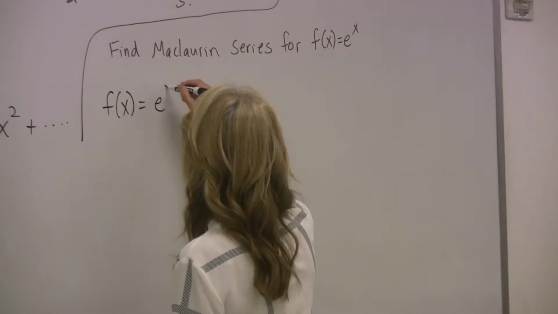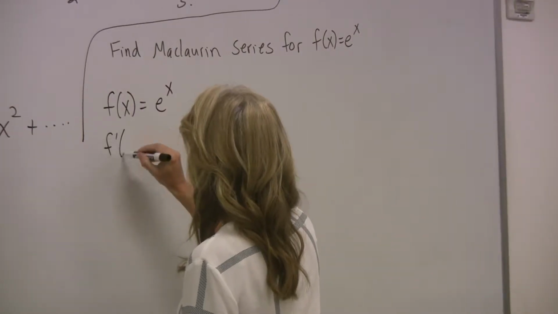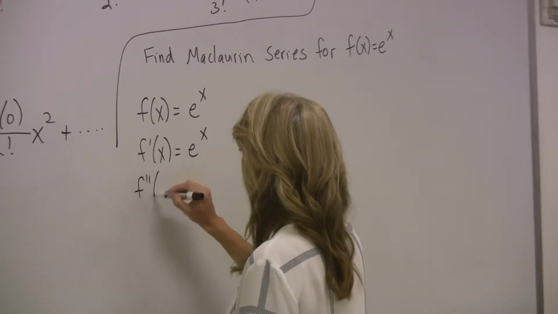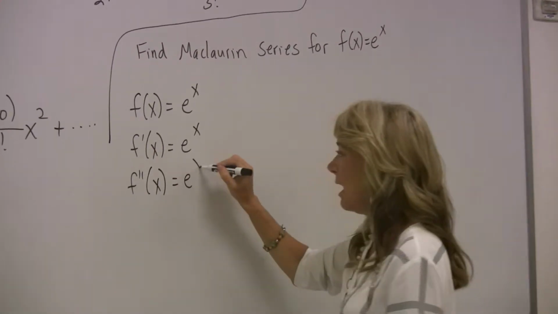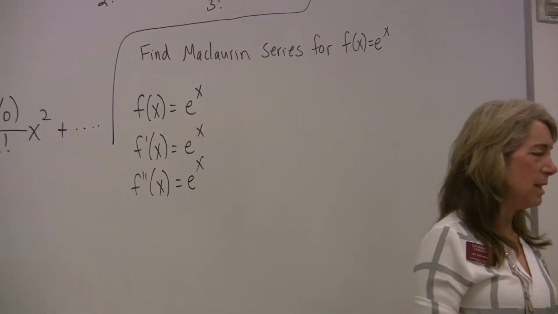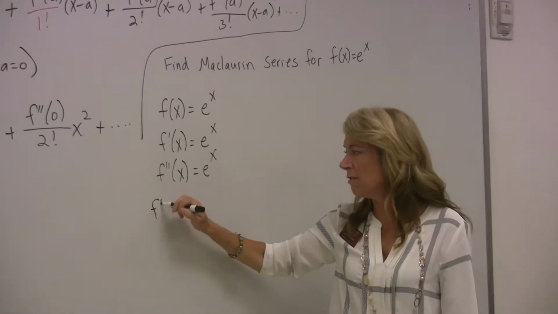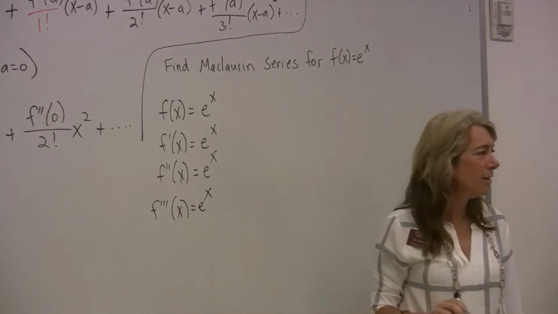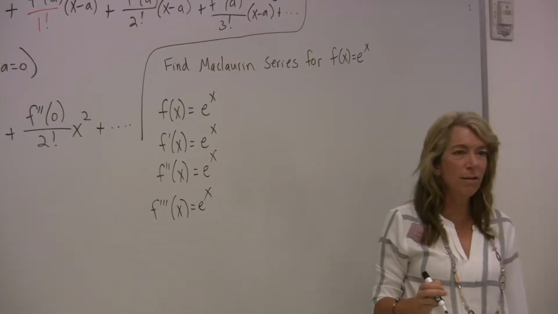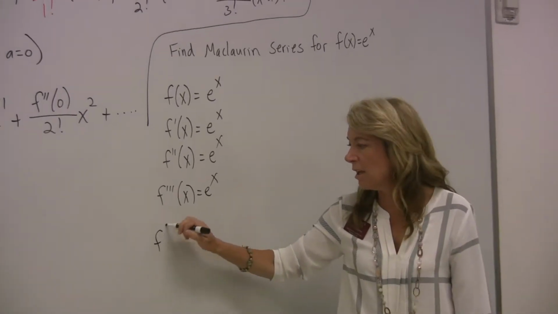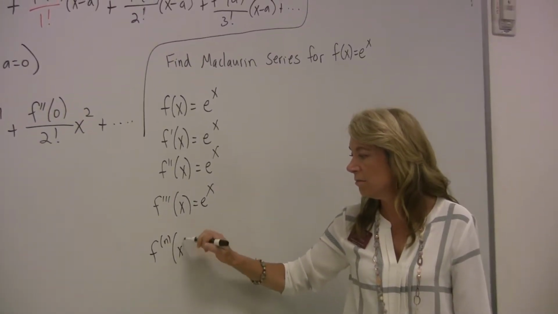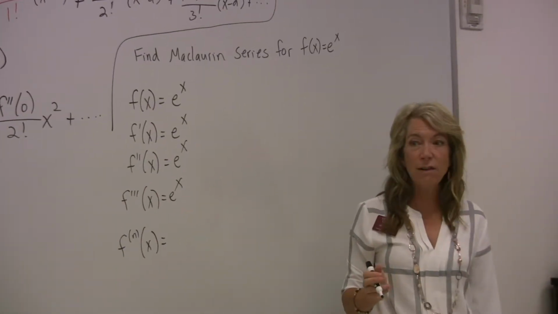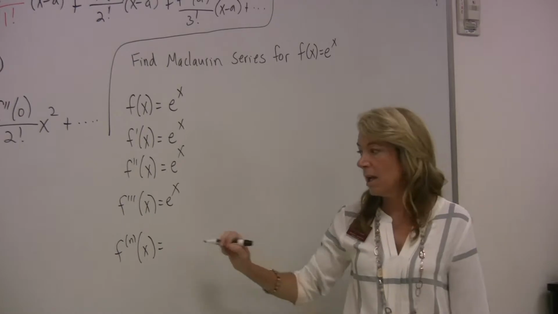My original function is e to the x. What's my first derivative? E to the x. What's my second derivative? E to the x. This one is so easy it's quite boring. All my derivatives are going to be e to the x. Every derivative. Even when I get to the nth derivative. The 75th one, which is my favorite one today for some reason. When I get to the 75th derivative, it's going to be e to the x.